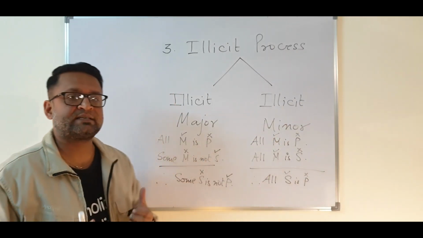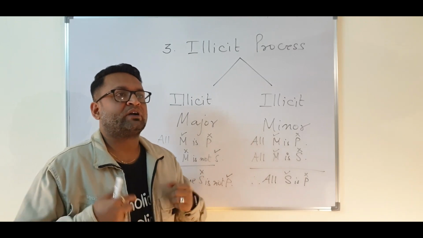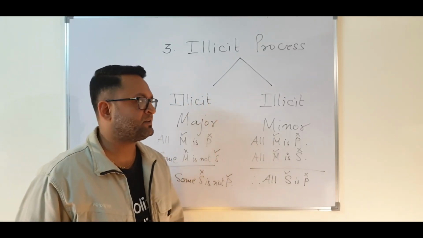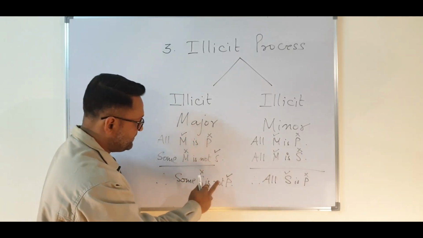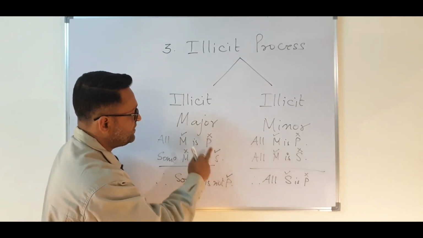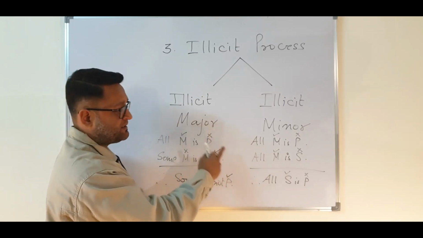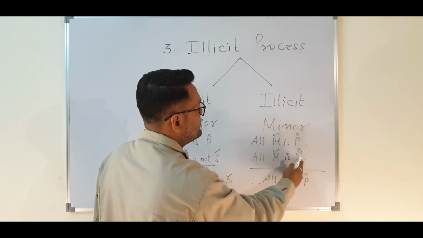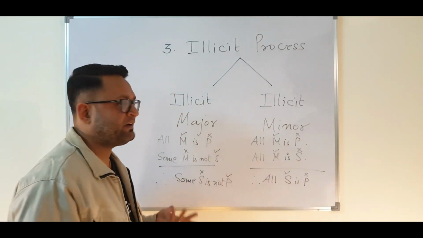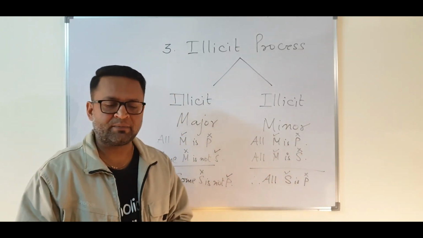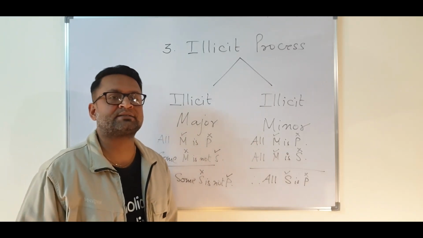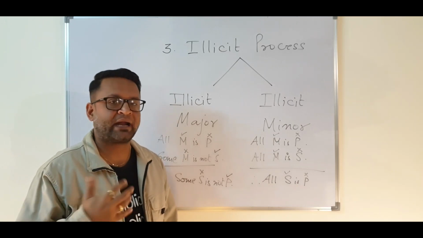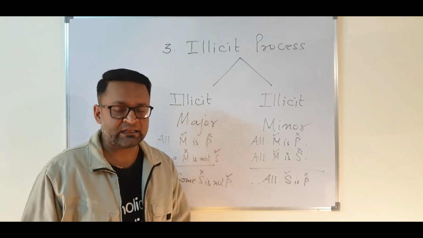So illicit process is basically a couple of fallacies. It says that if a term is distributed in the conclusion, then it has to be distributed in the premise. Here the major term was distributed in the conclusion, but it was not distributed in the premise. Similarly, the minor term was distributed in the conclusion, but not in the premise. So it commits the fallacy, right? This is a simple thing. We will take examples in the next video, so you will have ample practice, but first you need to understand the theory.